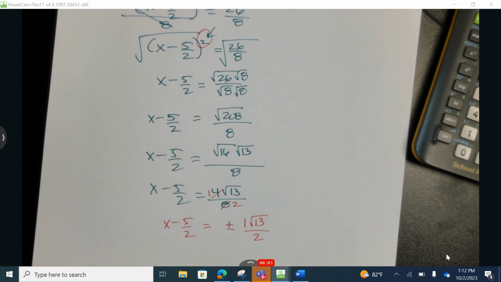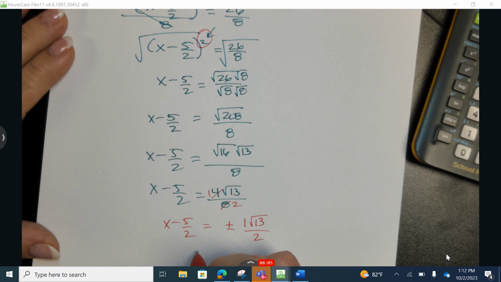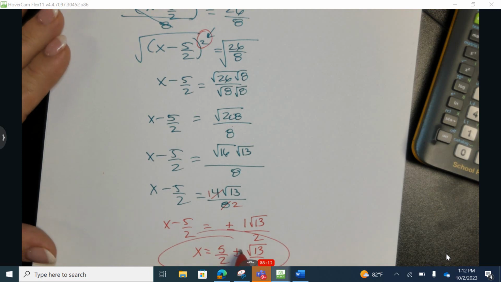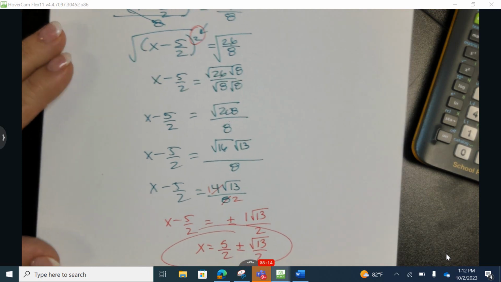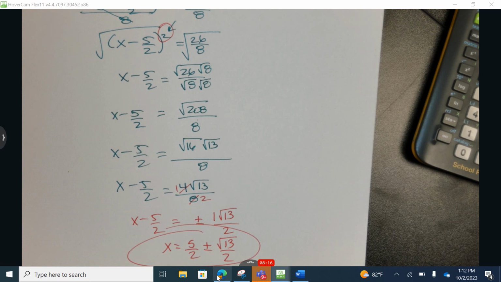And my last step is to move the negative 5 halves to the opposite side. When it moves over, I add. And these would be my two answers. You can put a 1 in front if you want to, but it's not necessary. It's important you do know how to do this problem as well.